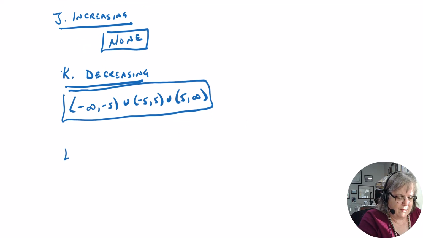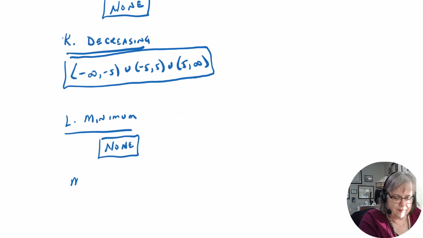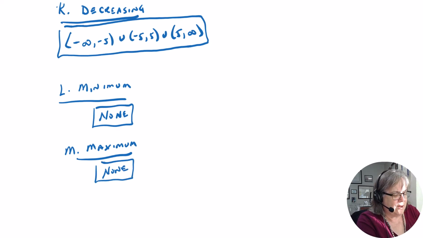All right, so L, are there any minimums, local or absolute? And no, there's not, because I don't have any little valley areas. And are there any maximums, local or absolute? And no, there's not, because I don't have anything that looks like I might be having a little mountain or hilltop there. All right.